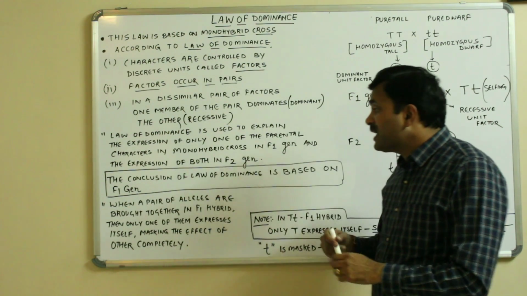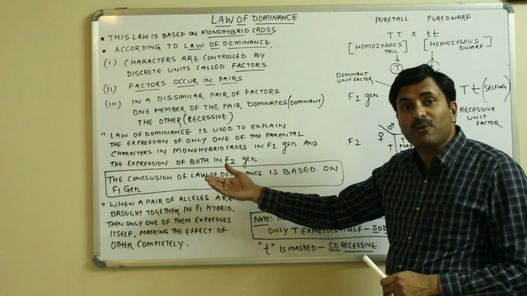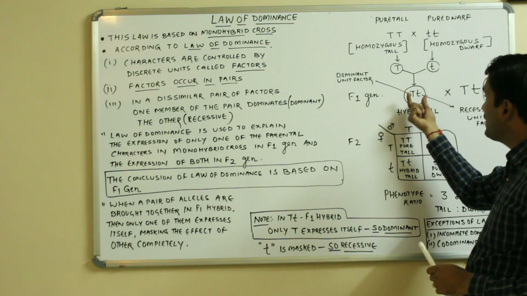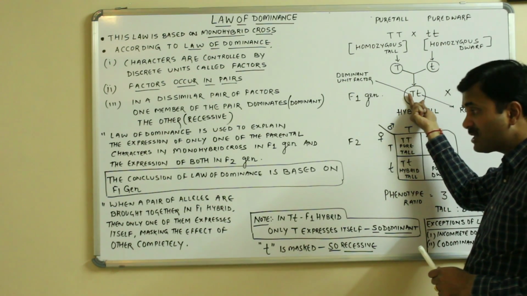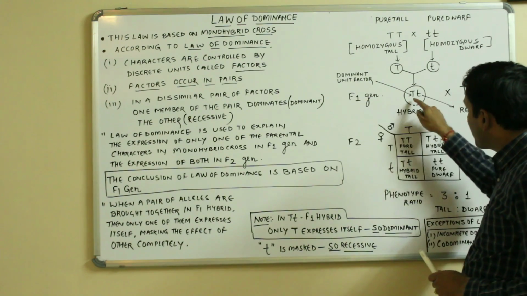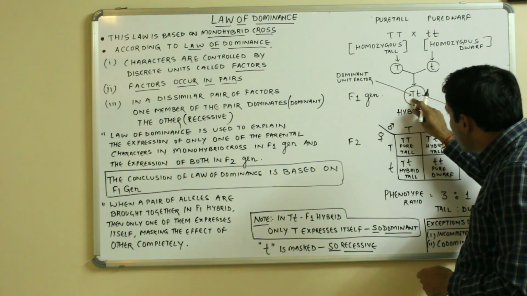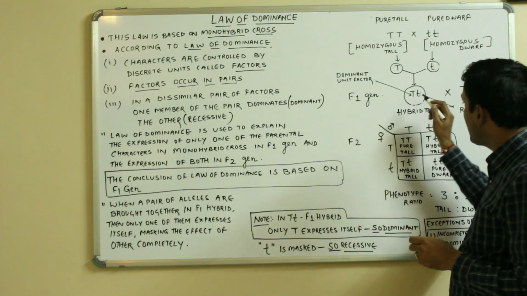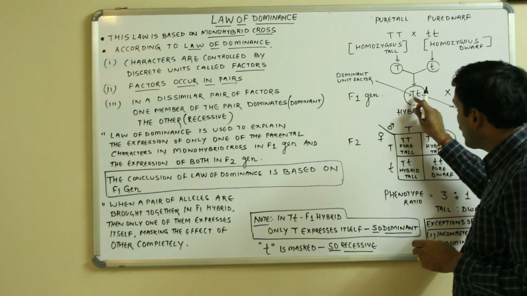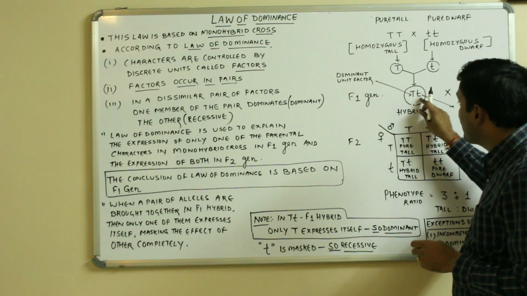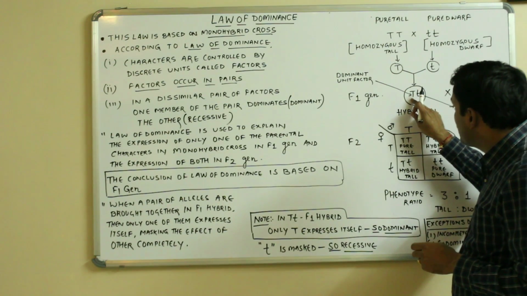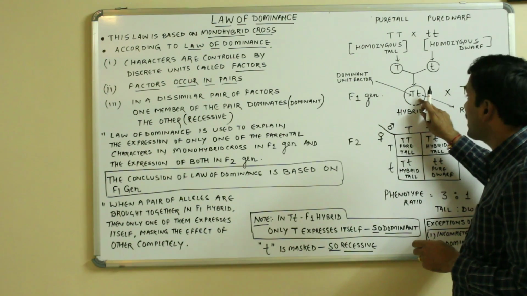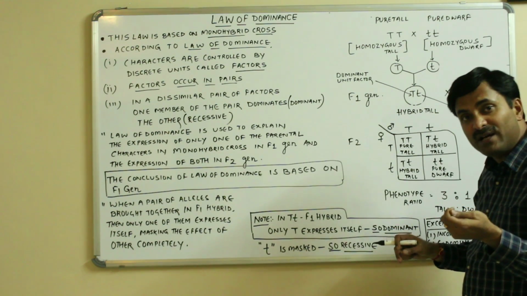Now we can also define the law of dominance in this way. When a pair of alleles is brought together in the F1 generation, then only one of them expresses itself, masking the effect of the other one. I want to say that in the F1 generation only one of the characters is expressed and the other one is not expressed. Why? Because the dominant one suppresses the effect of the other one, or I can say it masks the effect of the other one.